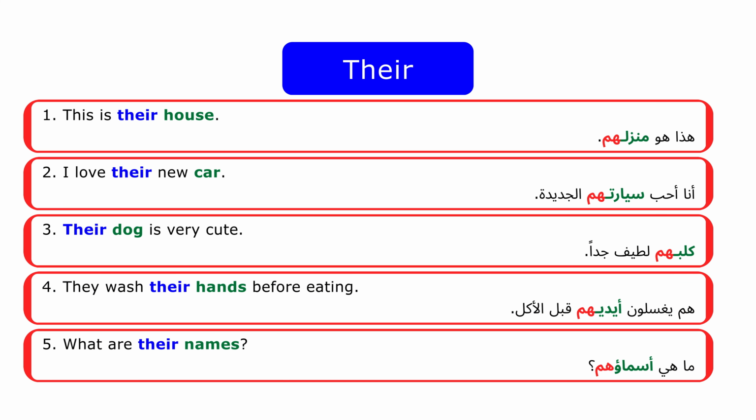Let's read these examples. 1. This is their house. 2. I love their new car. 3. Their dog is very cute. 4. They wash their hands before eating. 5. What are their names?